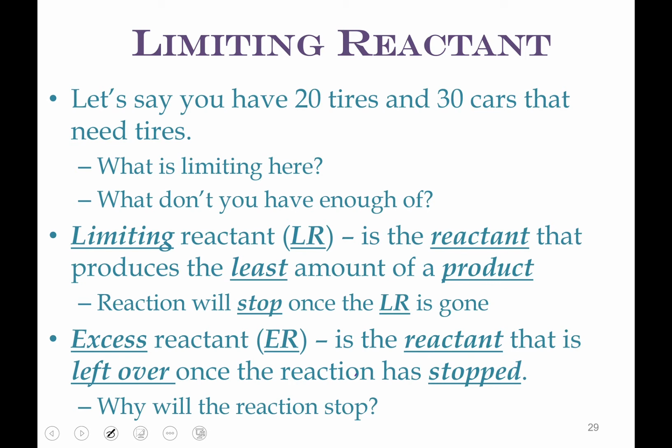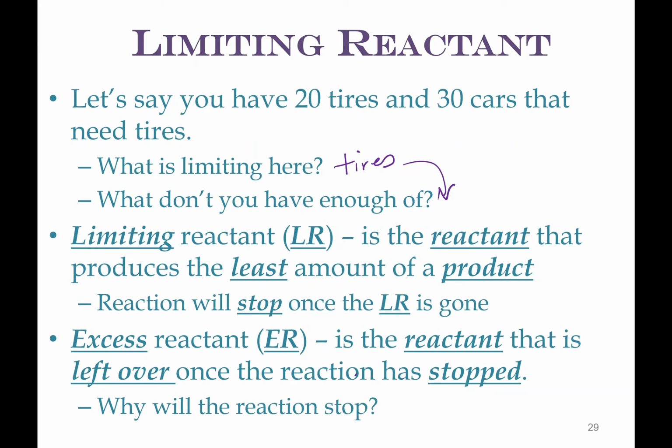So if you have 20 tires and 30 cars that need tires, let's say they each need 1 tire, can you put 1 tire on every car? No, you're only going to be able to put 1 tire on 20 cars, because you're going to run out of what? Tires. So tires are limiting. So you don't have enough tires. So that's a simplistic example.